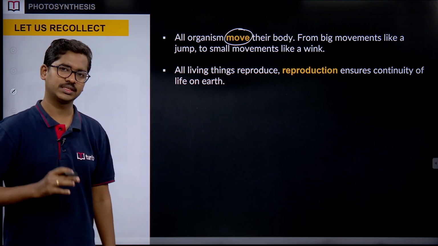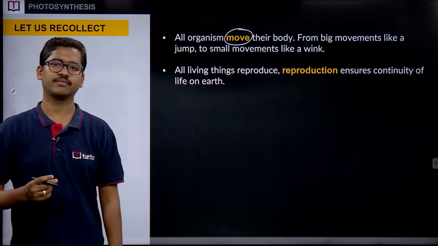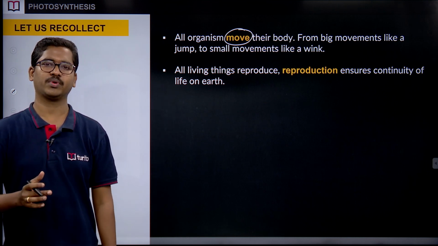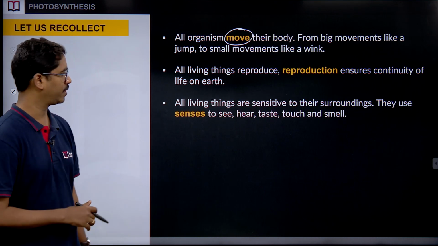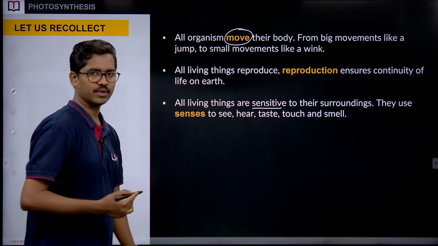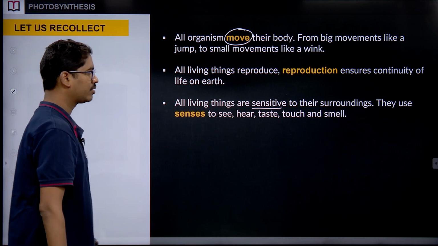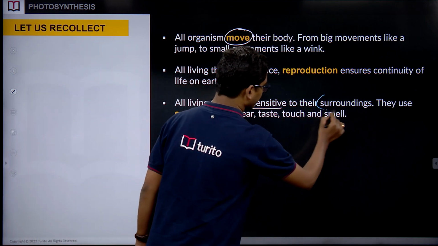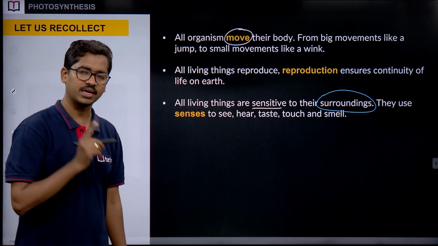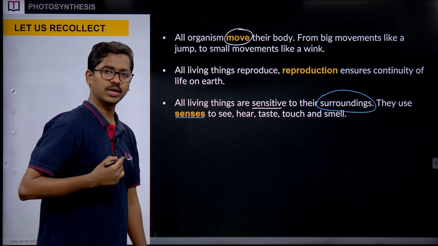This makes us clearly understand that the reproduction process is the key function which continues life on earth. Without that you cannot expect life to exist on earth. Then we saw all living things are sensitive. Whenever they are in their respective surroundings, they understand the environment by their respective senses. That is why they have their own senses to understand the environment.